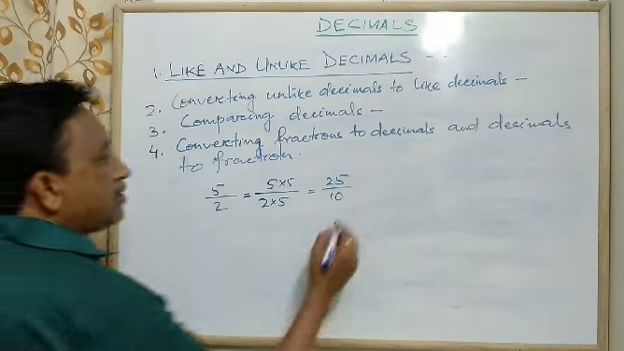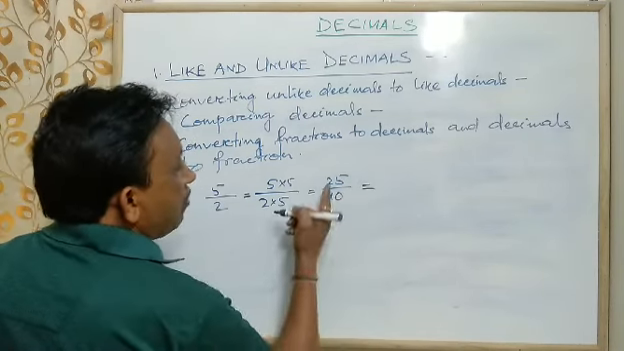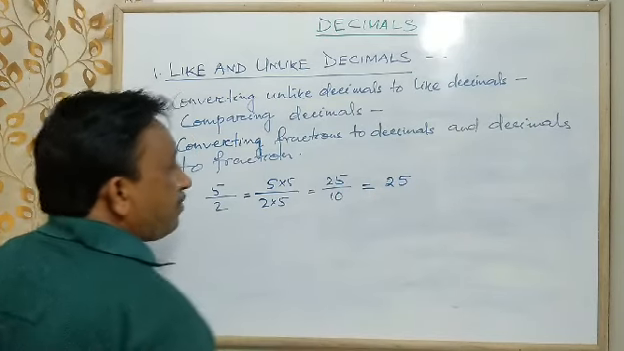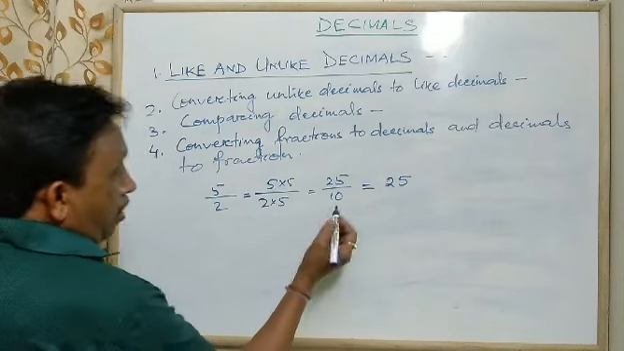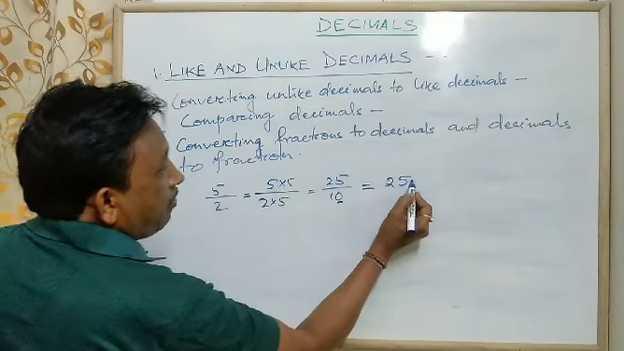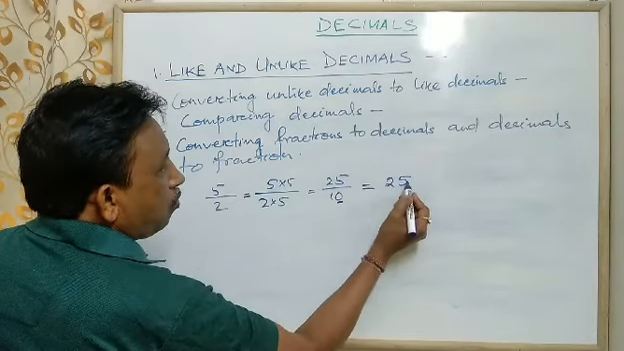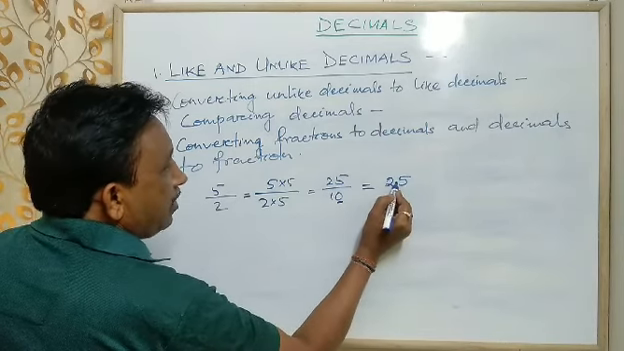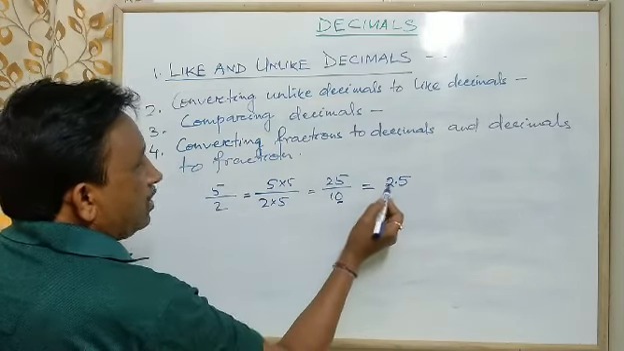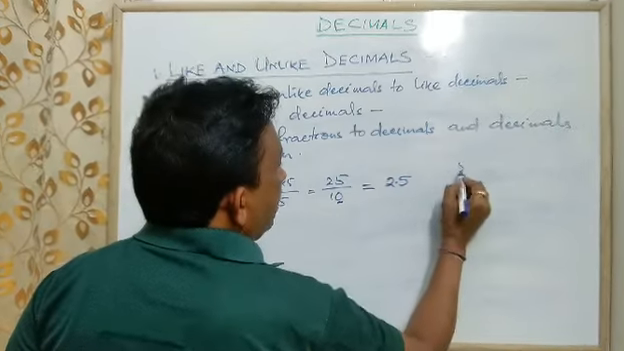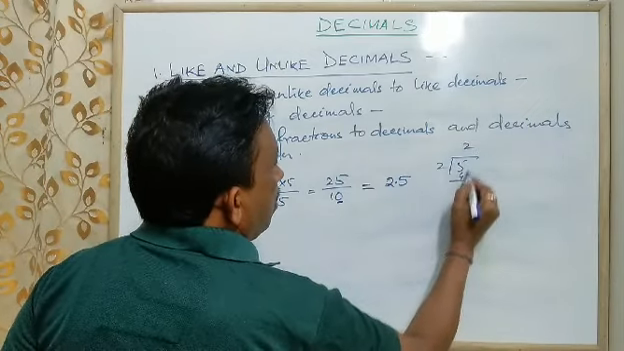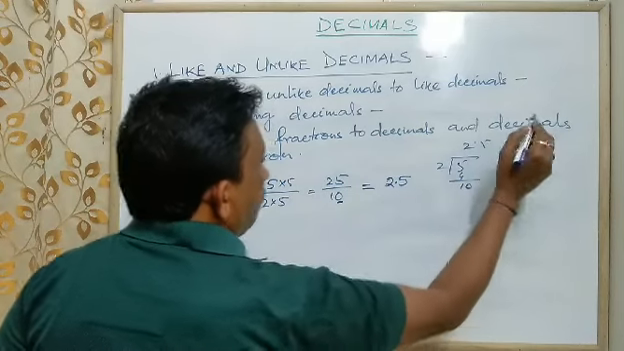Now what we do is we first write the numerator as it is. Numerator is 25. Now we'll count how many zeros there are. There is only one zero. So from the right hand side we'll start counting, 1. After that I put the decimal. So 5 by 2 in decimal form is 2.5. Now if you divide 5 by 2, how much do you get? 2.5.